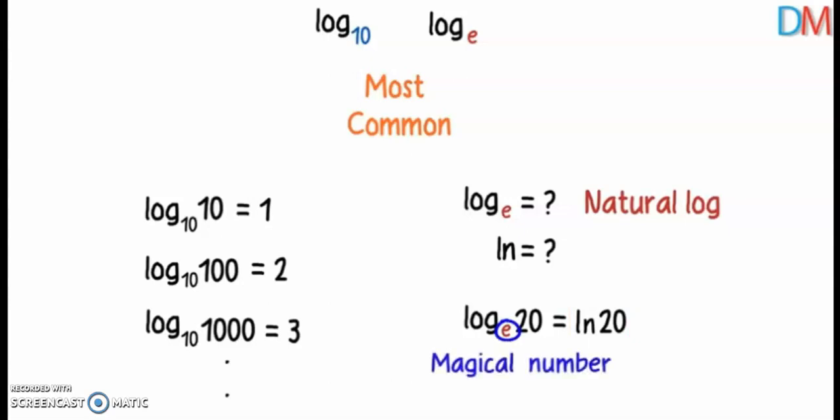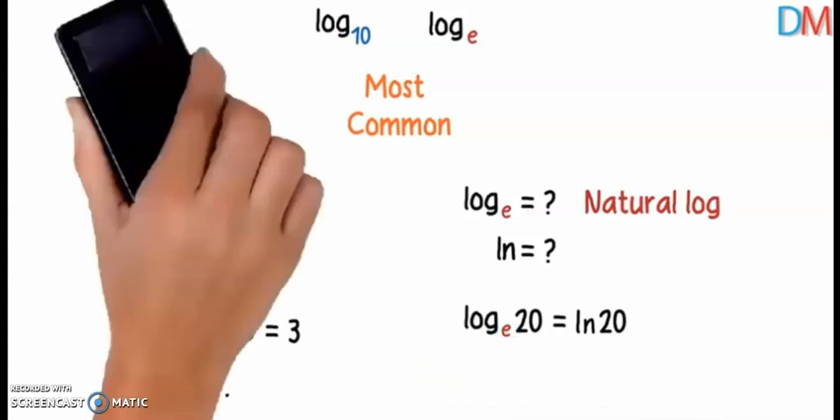What is this E? Some call it a magical number, some call it an irrational constant, and some call it Euler's number. But the harsh truth is that very few people actually understand what E is. To get to E, we first need to understand growth.